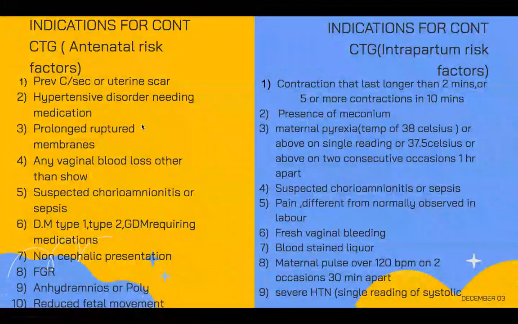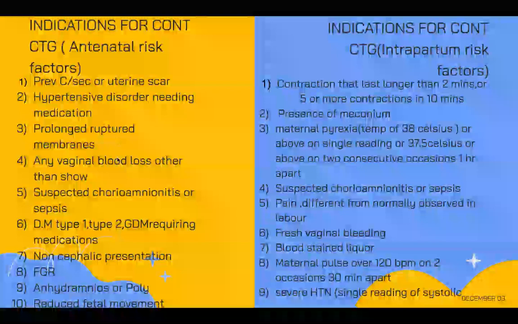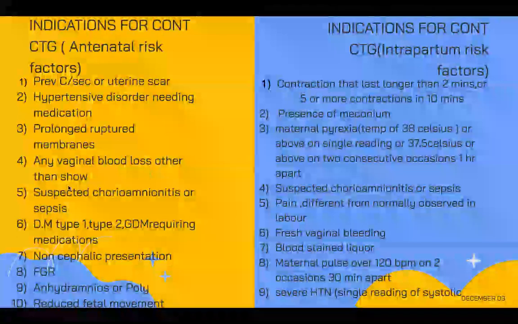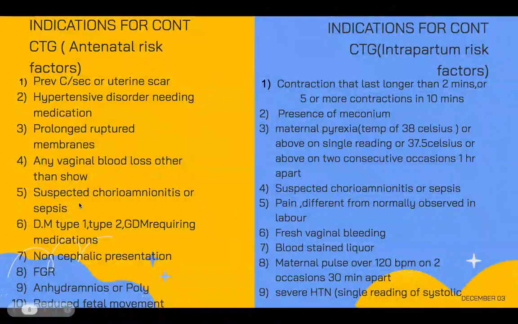Now, anything which is related with rupture of membrane and its infections, like prolonged rupture of membrane. What will happen when there is a rupture of membrane? Vaginal loss, right? So any vaginal blood loss other than the show is normal. Any vaginal blood loss other than the show will again come in the CTG category. Suspect what will happen if the membrane is ruptured for a longer period of time: chorioamnionitis and then sepsis. So these three indications you have to remember together: prolonged rupture of the membrane, vaginal blood loss other than the show, suspected chorioamnionitis and sepsis, right?